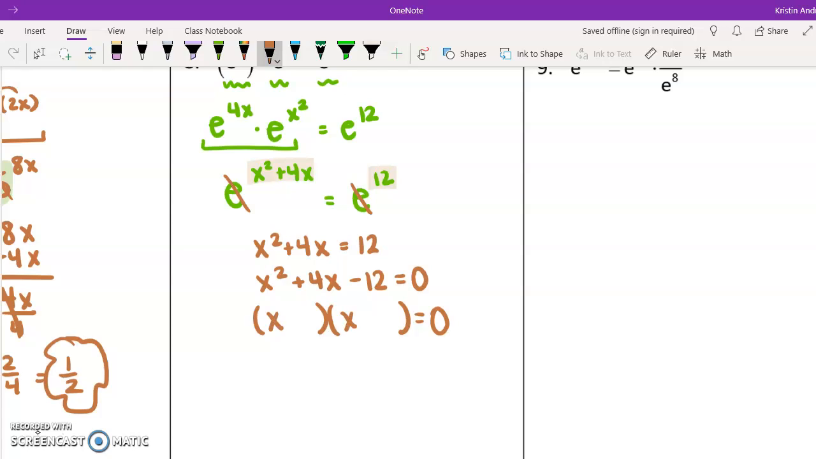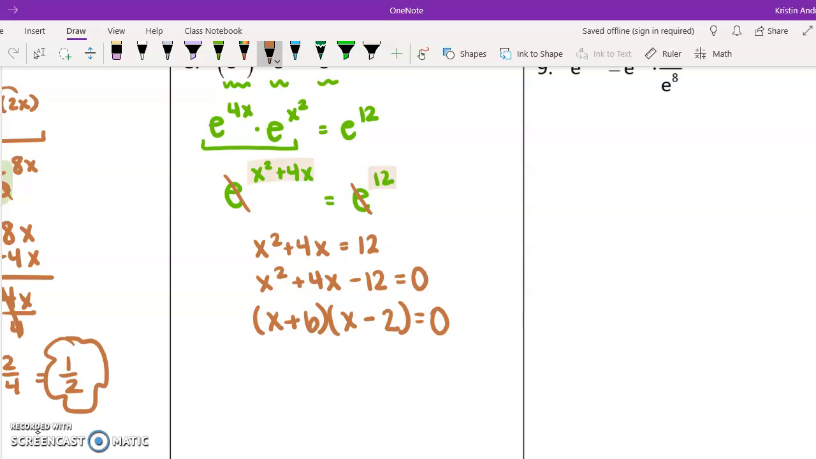So I'd have x times x would give me the x squared, and I need two factors of 12 that will have a sum of 4. And so I'm going to try 6 and a 2. If I had a positive 6 and a negative 2, that would make the negative 12, and then 6x minus 2x would give me a 4x.